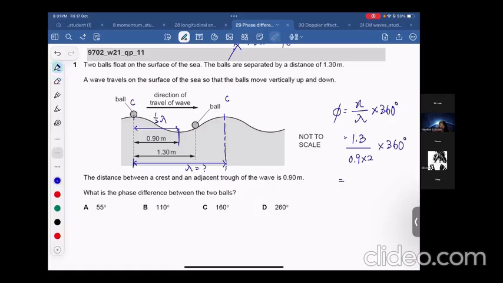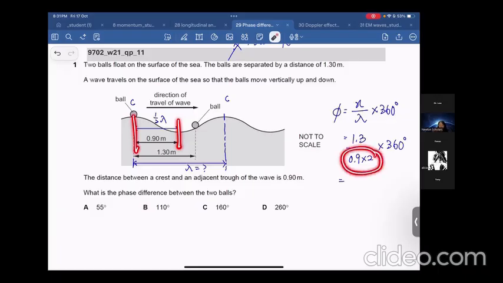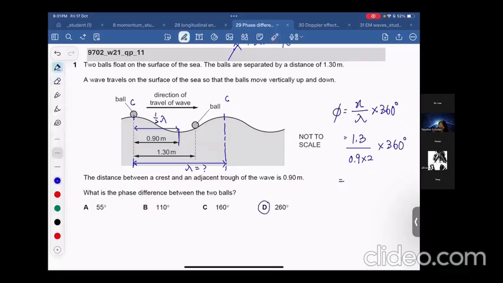Did you get my idea there? From here to here is actually half wavelength. But I want to know the full wavelength, one complete wavelength. So from crest to crest, this is one complete wavelength. You should use 0.9 plus another 0.9, so it's actually 1.8. Vashini, correct. So boys and girls, the answer should be 360 degrees.